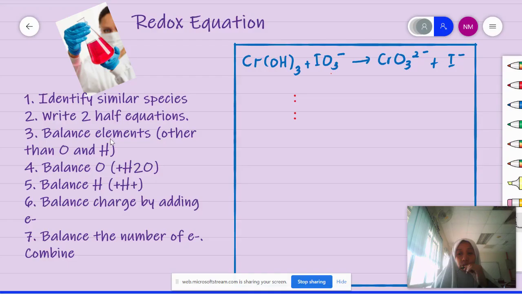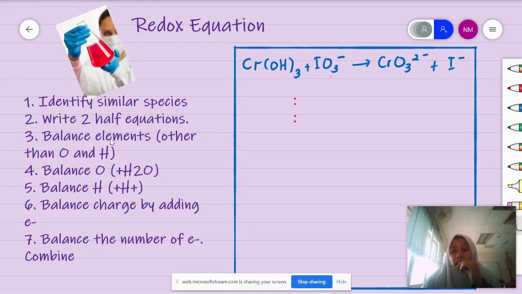As promised, I'm sharing this example on how to solve or balance a redox equation. Basically, this is question 16 of your tutorial. Step 1, you need to identify similar species.